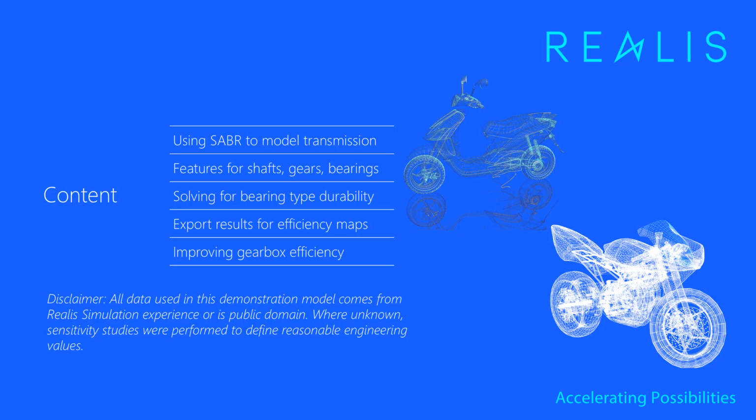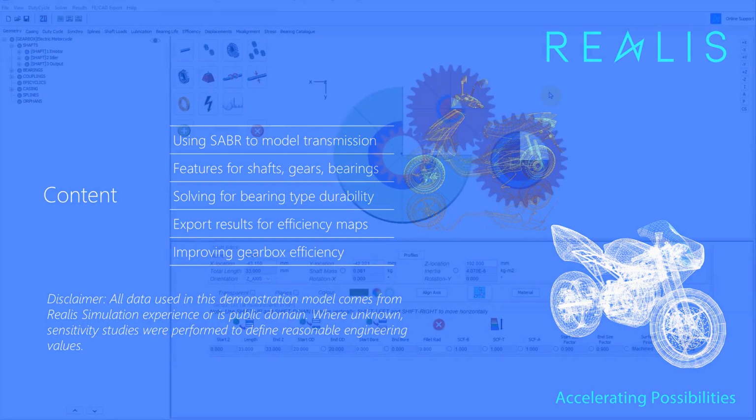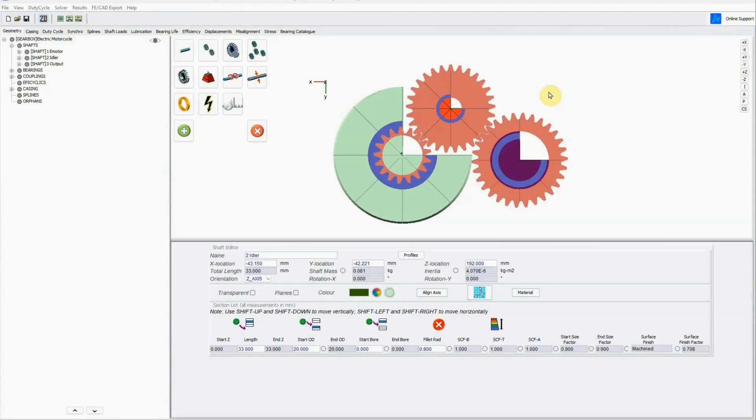We will show some of the features for modelling shafts, gears and selecting bearings, and we're going to solve for the bearing type lives to look at the durability. Following that, we're going to export the results to generate some efficiency maps. We're then going to see if we can improve the efficiency of the gearbox.